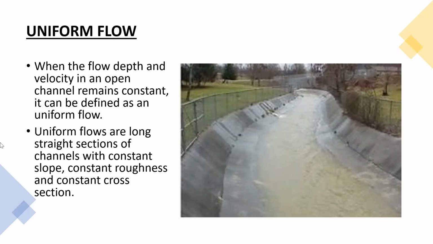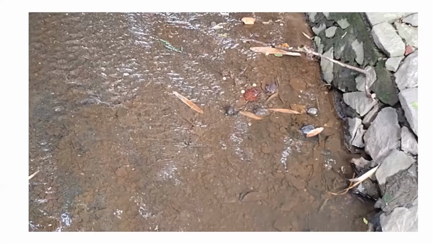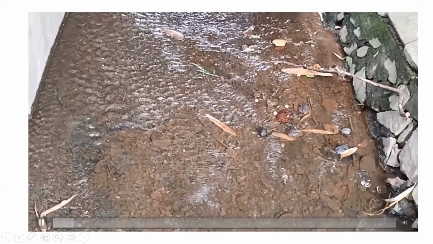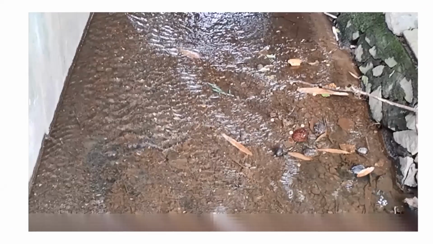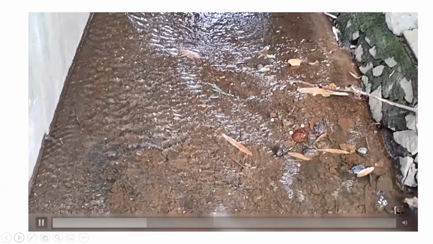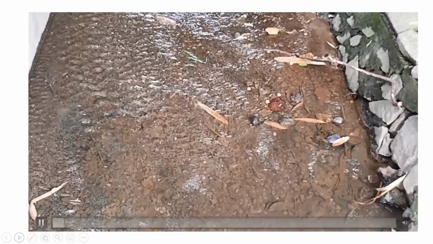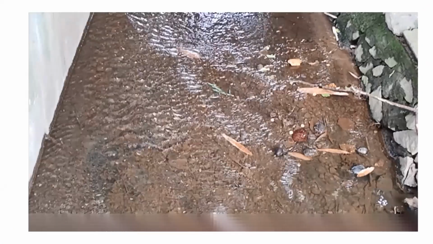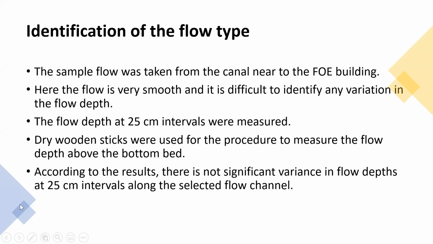And now I'm going to show you a sample video captured from the canal near the FOE building. In this video, you can see the smooth and constant water flow. You can see there are equal flow depths along the canal. Then I'm going to tell you how we identified this flow as a uniform flow.